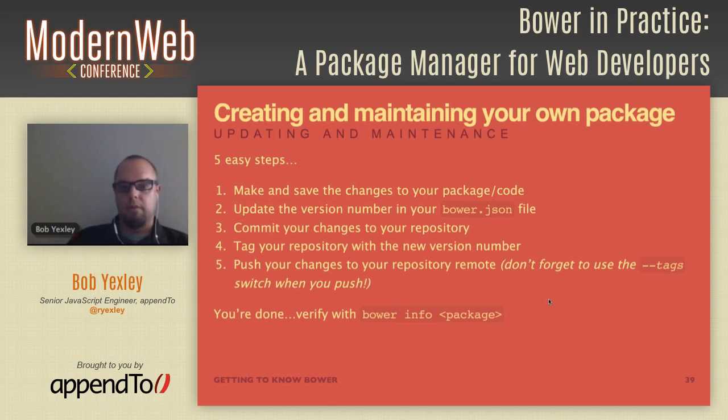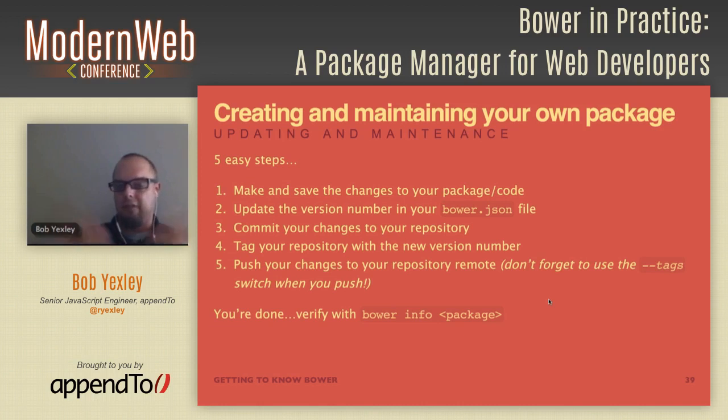But you need to update the version in your bower.json file. Commit your changes to your repository. Tag your repository with the new version number, and then push those changes to your remote. And don't forget to use the --tags flag when you push. And then you're done. That's really maintaining a package in a nutshell.